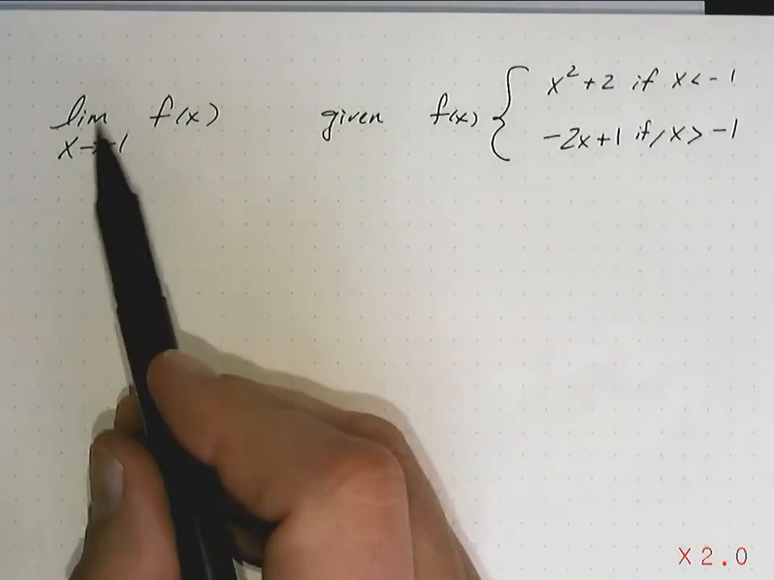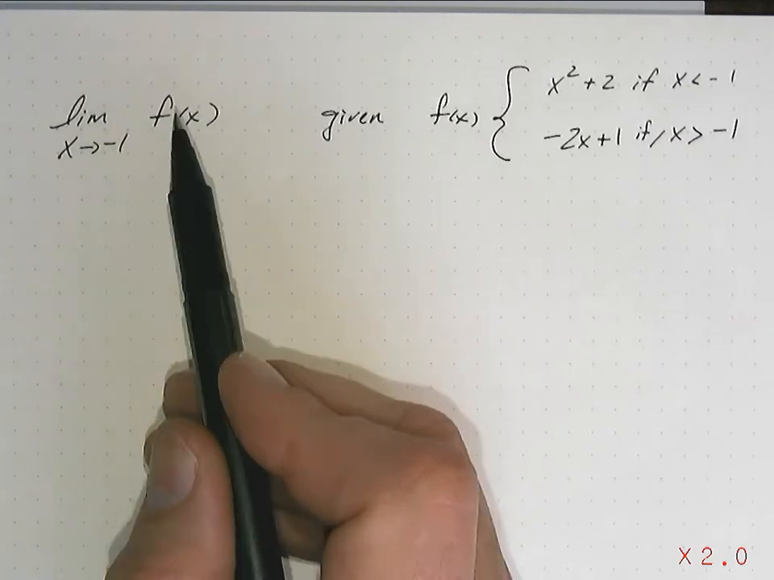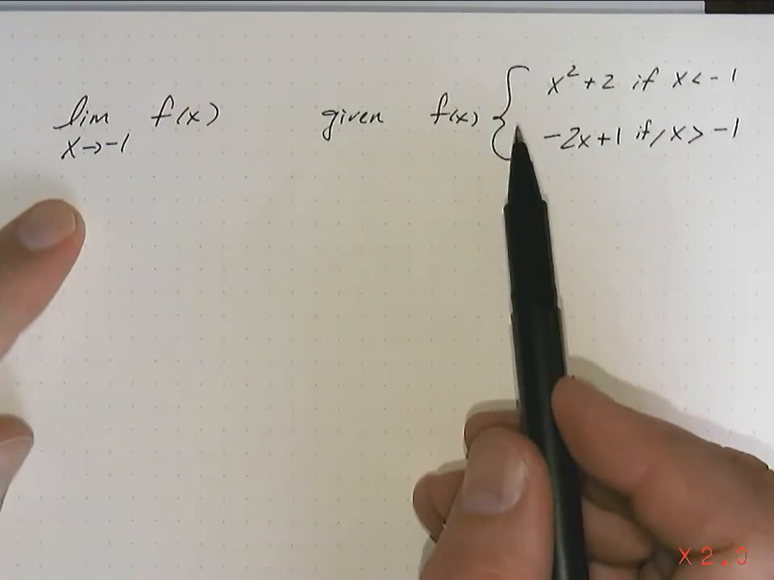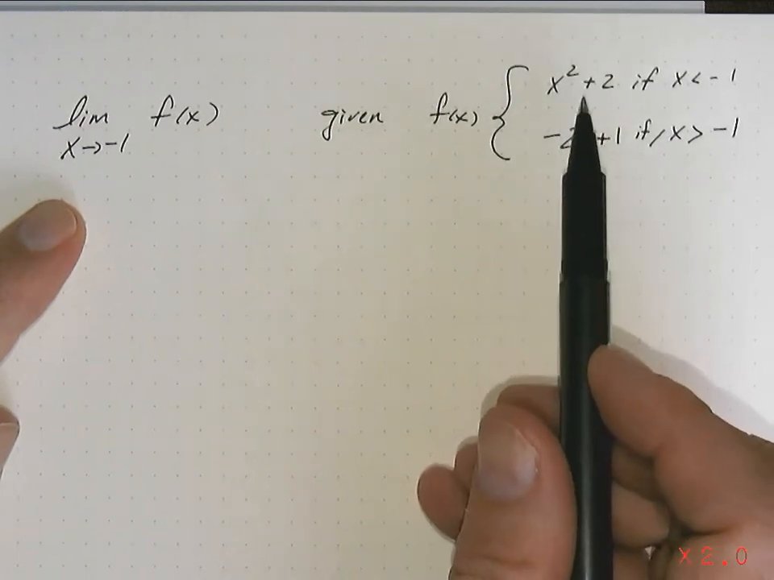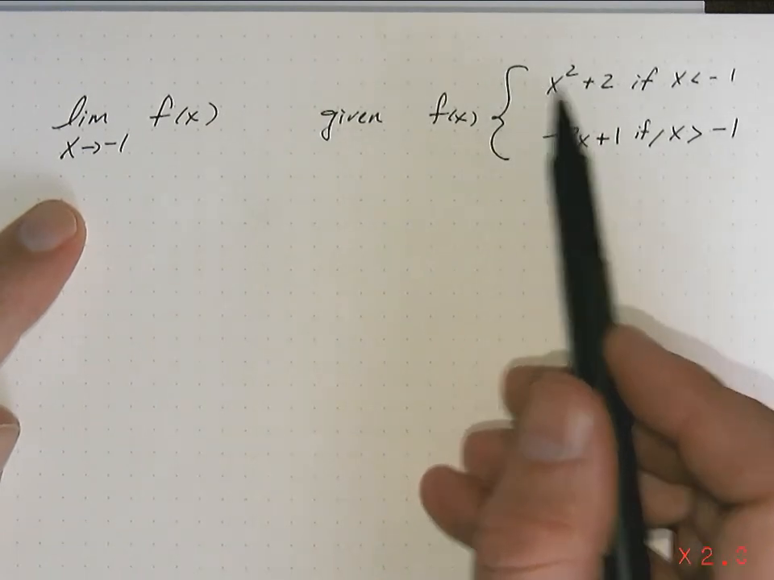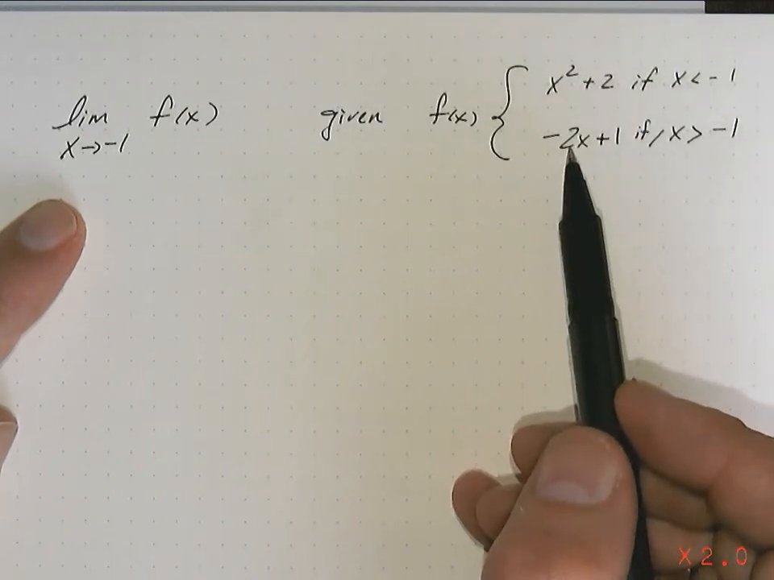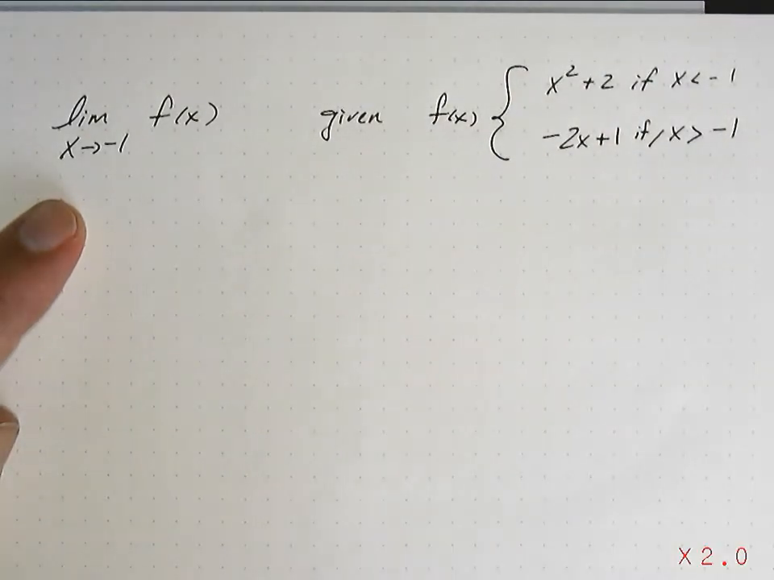So this is the question. It's a two-sided limit. I want to know the limit as x approaches -1 of f of x. And I'm going to tell you that f of x is a multi-personality function. It's going to be quadratic on the left-hand side of -1, and it's going to be linear on the right-hand side of -1. And notice there's something missing there. It should bother you greatly.